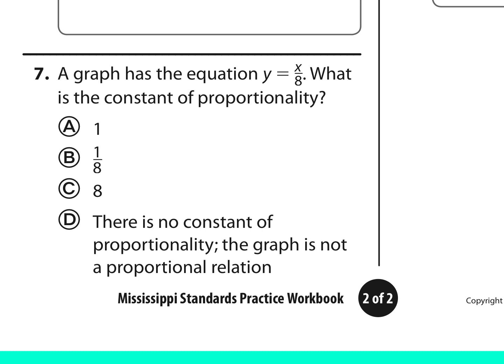Number 7. A graph has the equation y equals x over 8. What is the constant of proportionality? Well, we could actually rewrite this equation. When we have a variable in the numerator, there's an invisible 1 in front of it, so this is 1/8, and we'll pull that fraction out in front of x. So the constant of proportionality k is 1/8. Answer choice B.